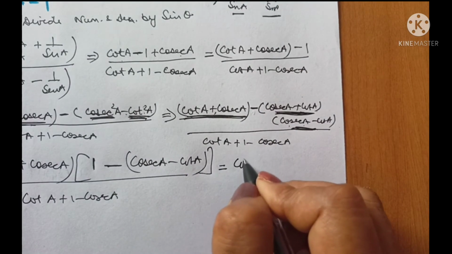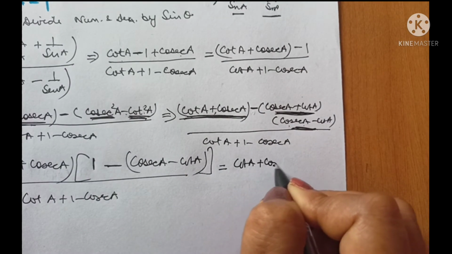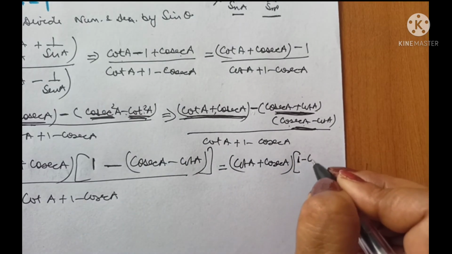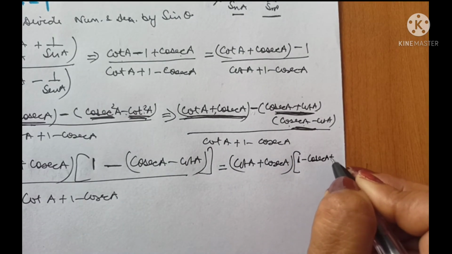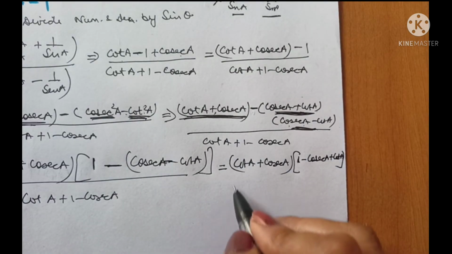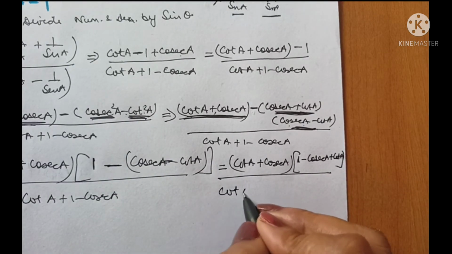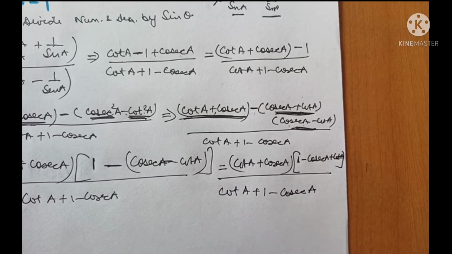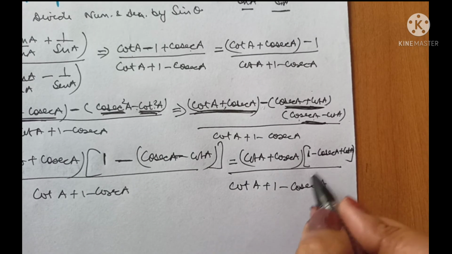First term as it is, cot A plus cosec A. And here I am left with 1 minus cosec A plus cot A. Minus minus becomes plus. And in the denominator, I am writing as it is. There is no change. I hope you all are watching this video with your pen and notebook in your hand and you are using it.